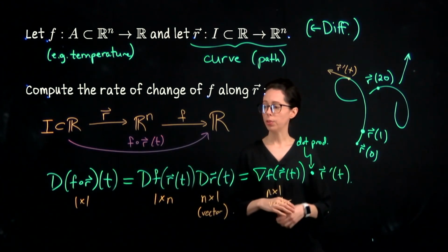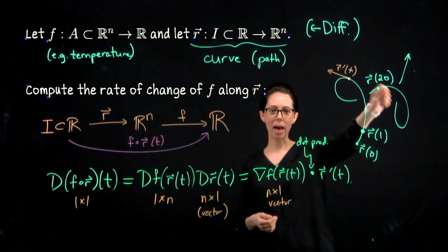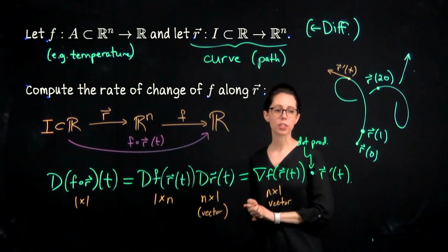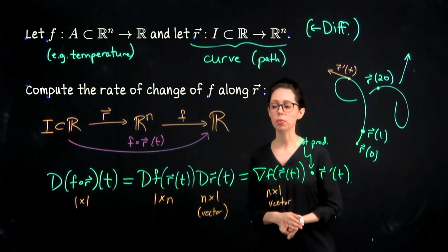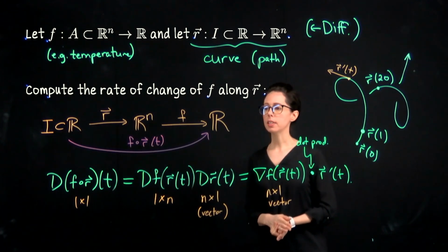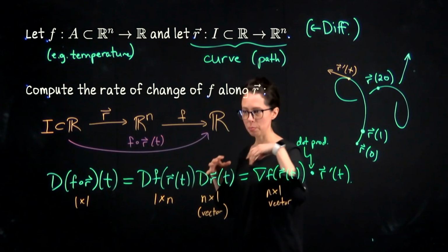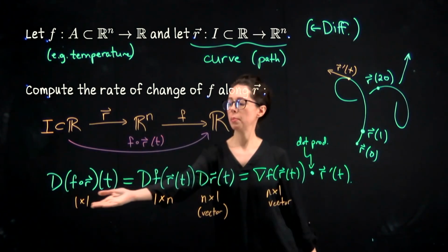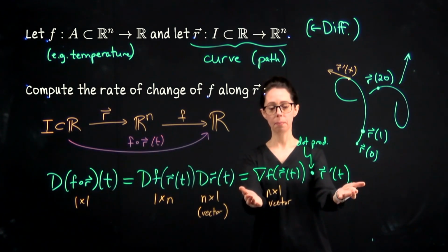Okay, so if you are evaluating some kind of quantity, like temperature, along a path, something that you've parametrized, like a parametrized curve, then if you want to say, well, what is the rate of change as we move along that curve? It turns into this composition. And to compute the derivative for that, which again is just going to be a 1 by 1 scalar rate of change, we get this nice dot product form.